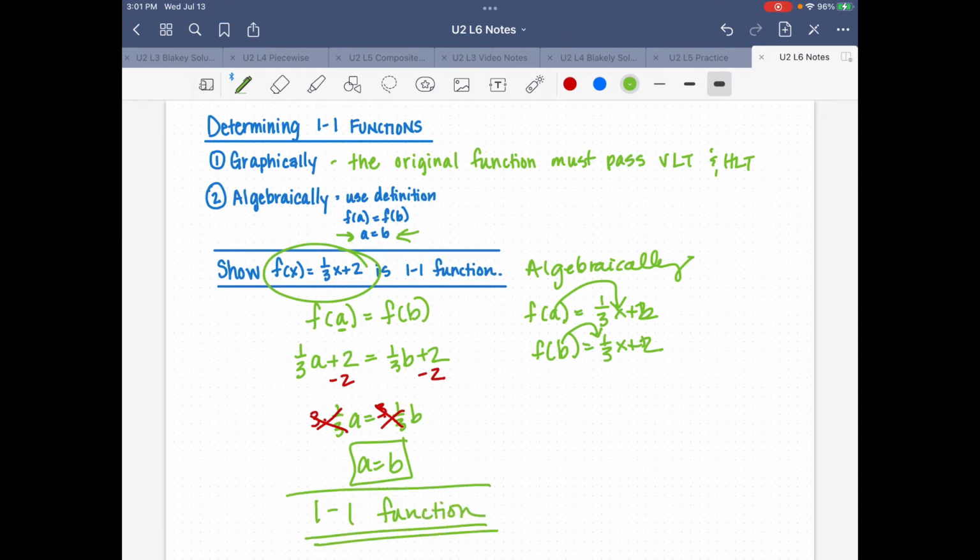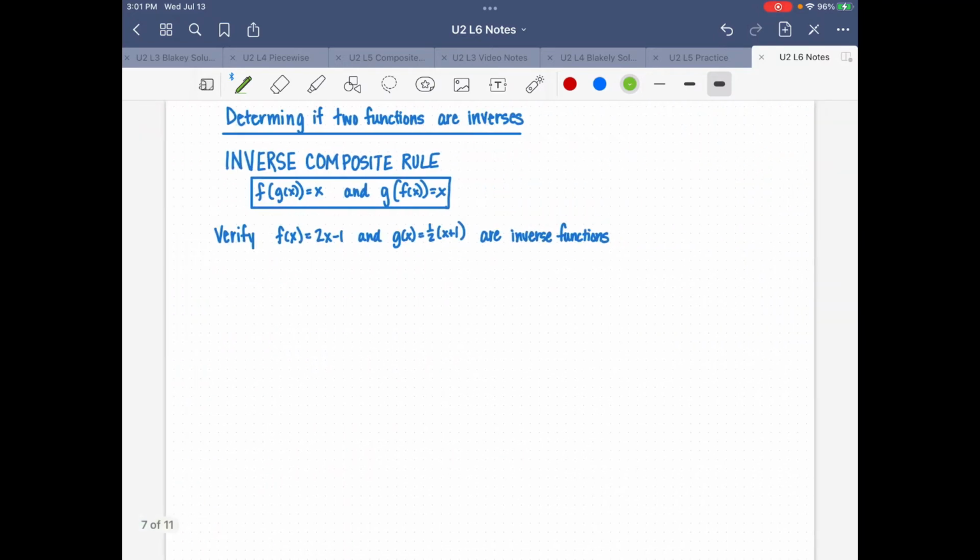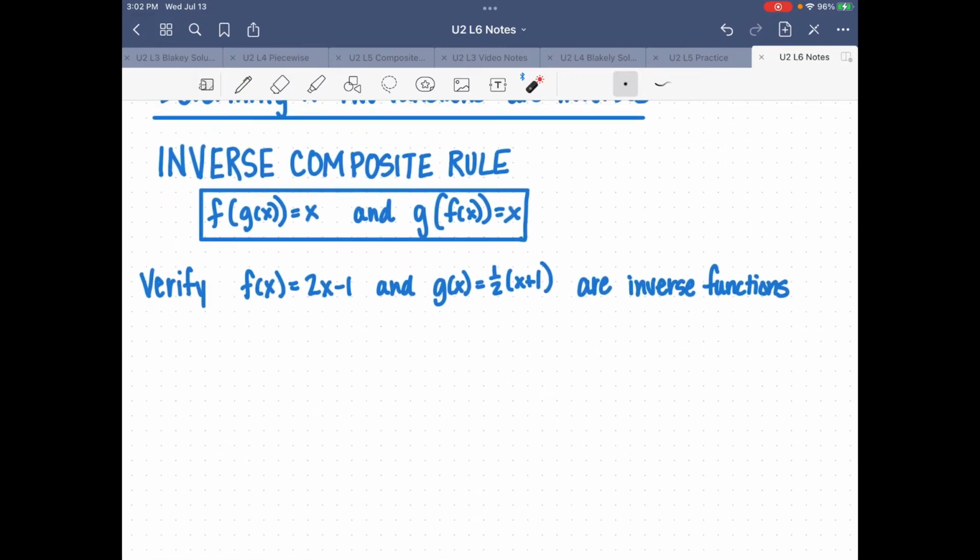All right, now we want to determine if two functions are inverses. And to do that, we're going to use the inverse composite rule, which says, if f of g of x equals x and g of f of x equals x, then the two functions are inverses. So we want to verify that f of x equals 2x minus 1 and g of x equals 1/2 times (x plus 1). We want to prove these are inverse functions. So what we need to do is prove that f of g of x equals x and that g of f of x equals x. And if those two things are true, then these are inverse functions.